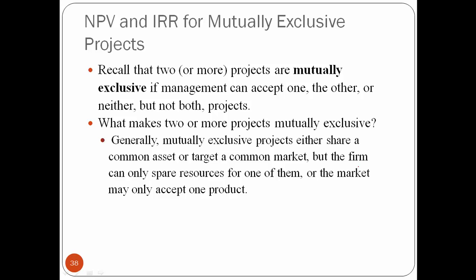So what makes 2 or more projects mutually exclusive? Generally, mutually exclusive projects either share common assets or target a common market, but the company only has resources for one of them, or the market can only accept one product. So that's the rationale for only accepting one project and then rejecting the others.